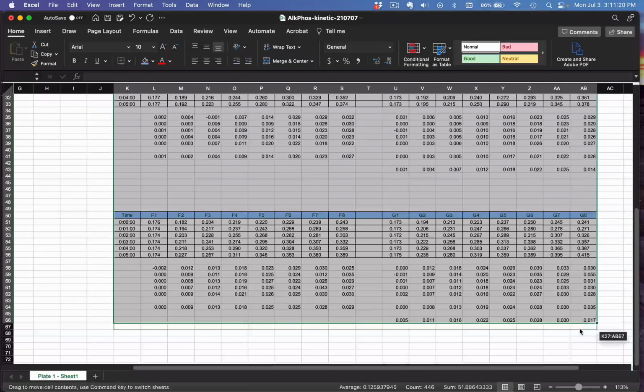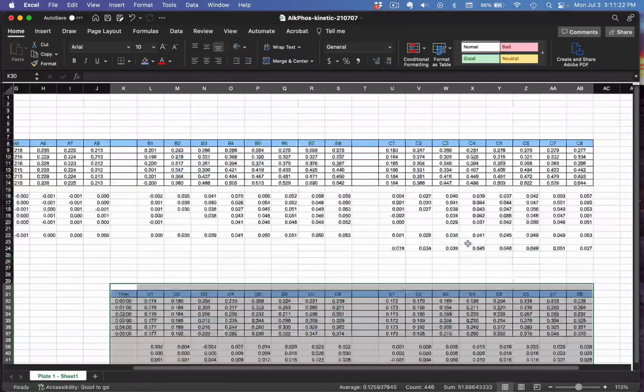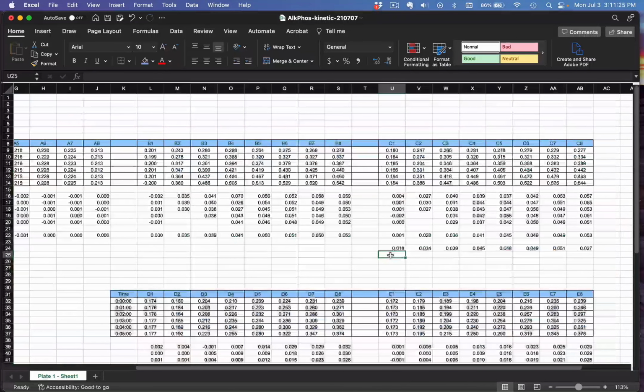Okay, so we can convert delta absorbance over delta time into delta product versus time by basically converting absorbance into product, using Beer's law. So we've got absorbance equals extinction coefficient times concentration times path length. We want to solve for concentration, so concentration equals absorbance divided by the extinction coefficient times path length.